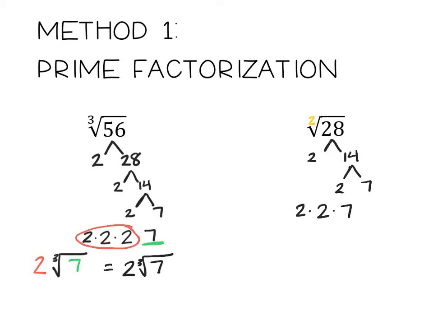I'm looking to pull numbers out in groups of 2. Well, I have 2 2s, so that can come to the outside, but only 1 7, so that has to stay on the inside. So the simplified version of this radical is 2 times the square root of 7.